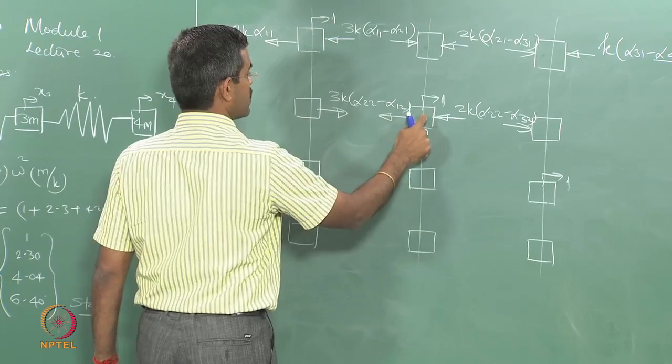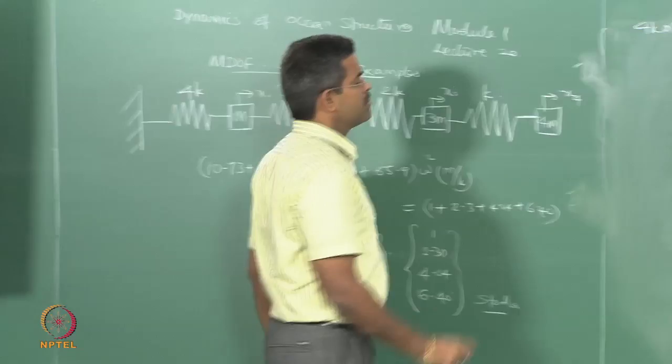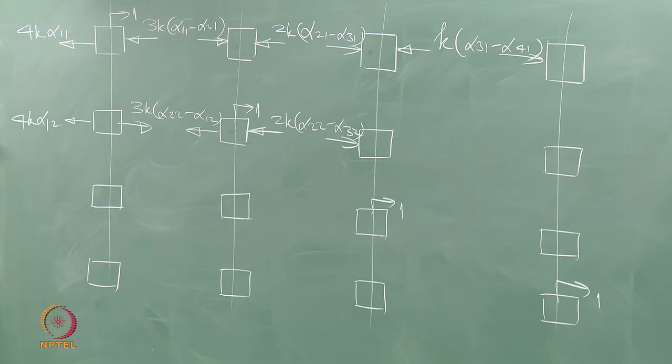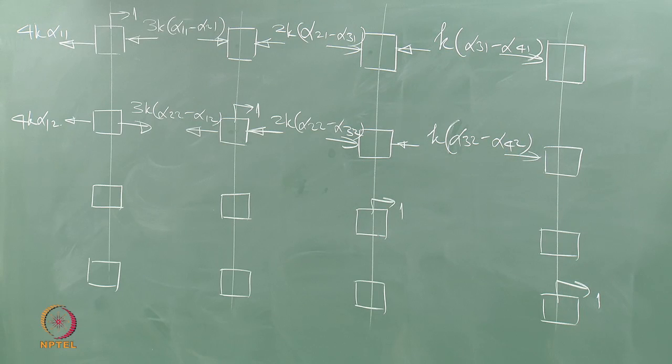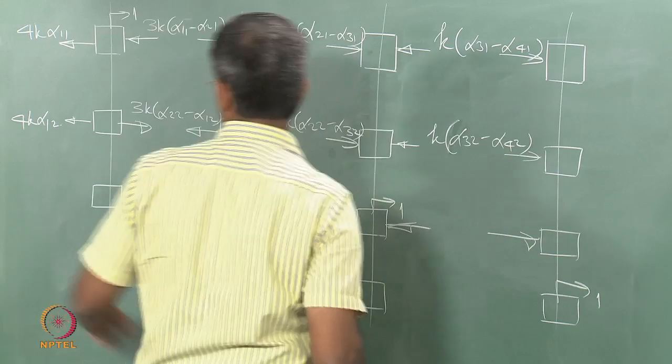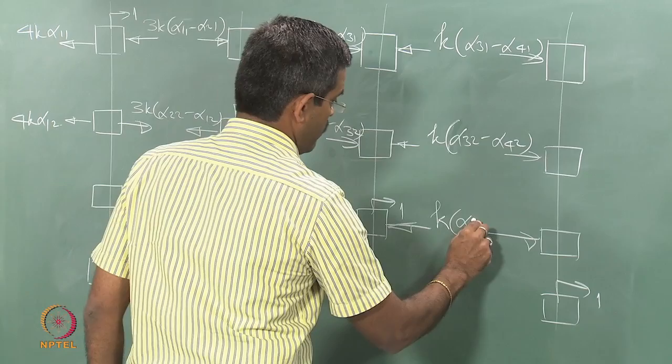When this mass is moving towards the right, this spring will try to bring it back, 4k of alpha 12. So this mass will try to move to the right because the spring is pushing, k of alpha 32 minus 42. Similarly, apply unit force to the third degree, the mass is going to move to the right, this spring will try to push it back, the stiffness of the spring is k, alpha 33 minus 43.